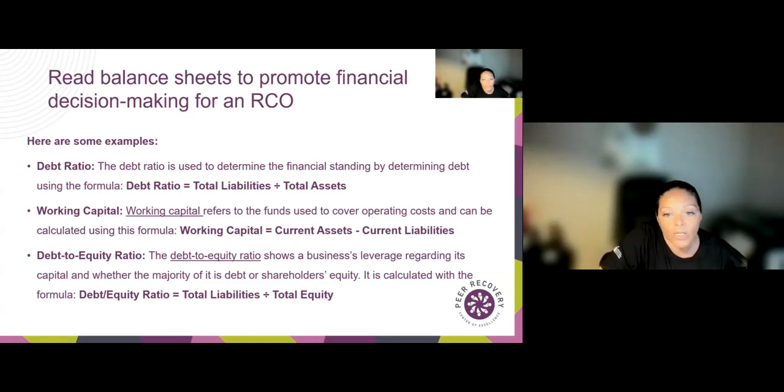Debt to equity ratio shows a business's leverage regarding its capital and whether the majority of its debt or shareholders' equity is calculated with this formula, total liabilities divided by total equity.